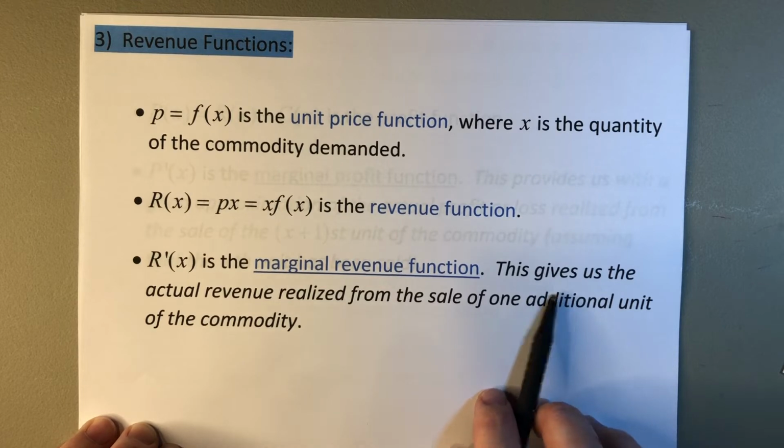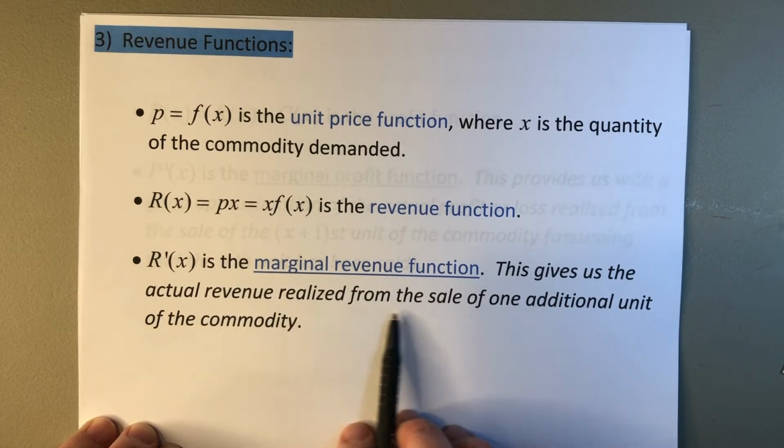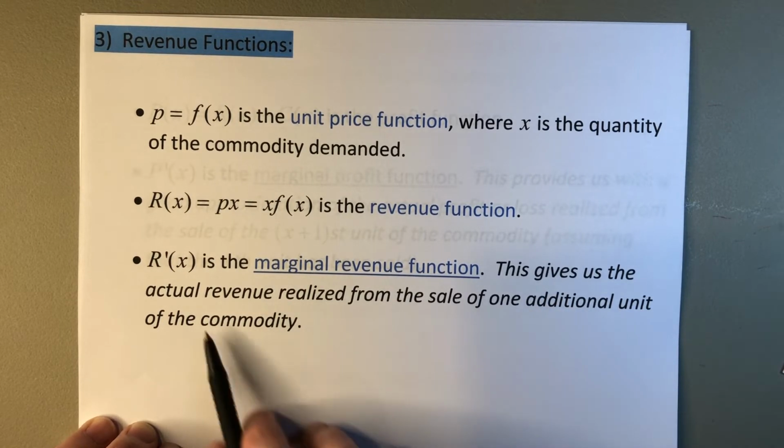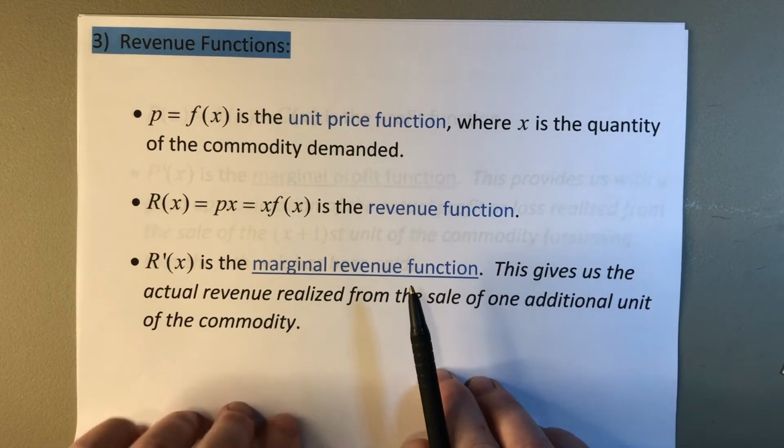And again, R prime of x is the marginal revenue function. So what does this tell us? The actual revenue realized from the sale of one additional unit of the commodity.